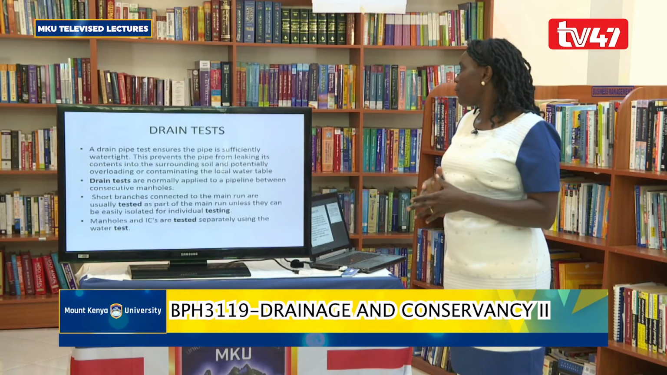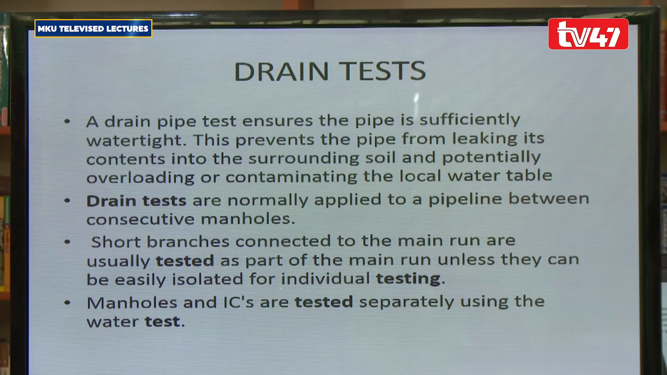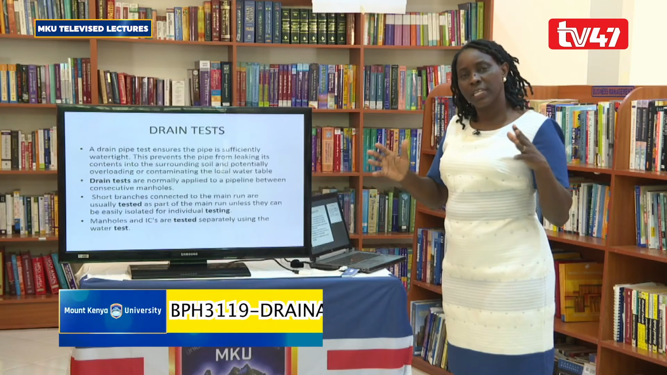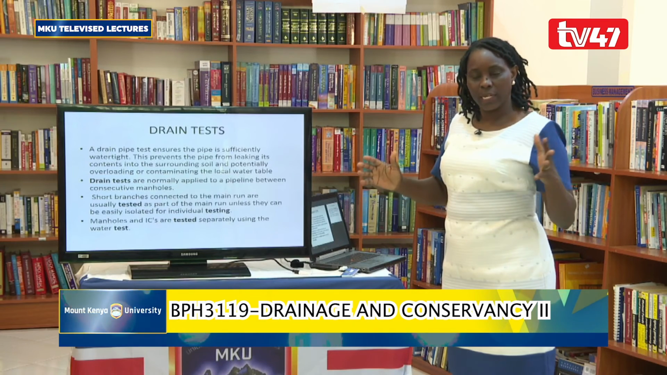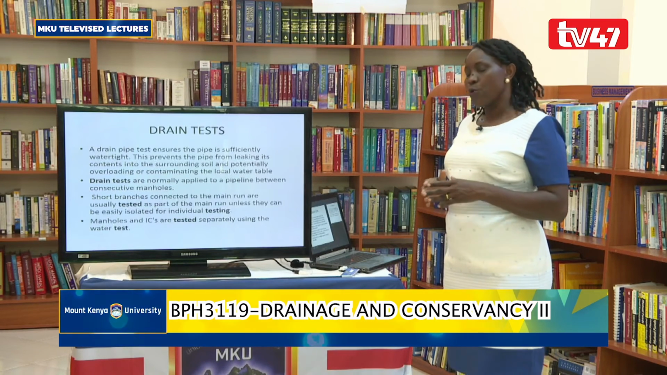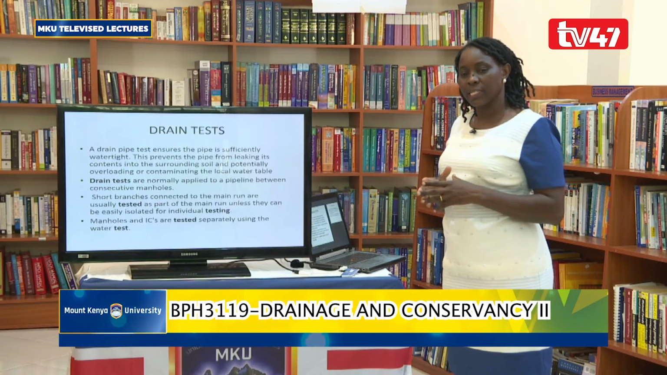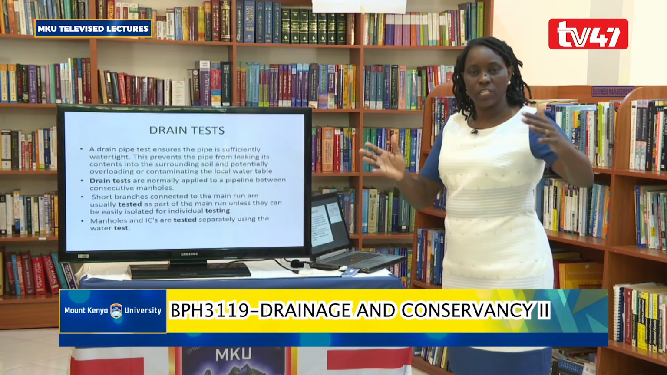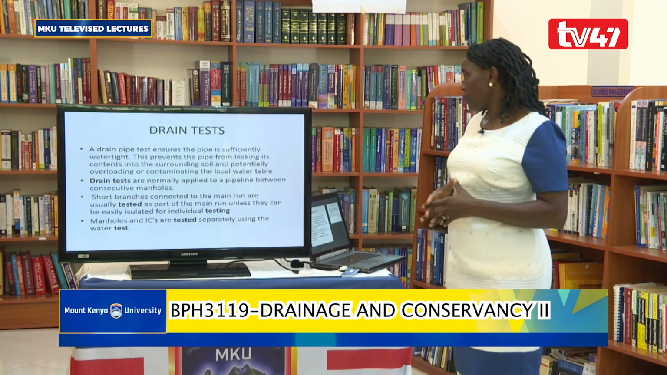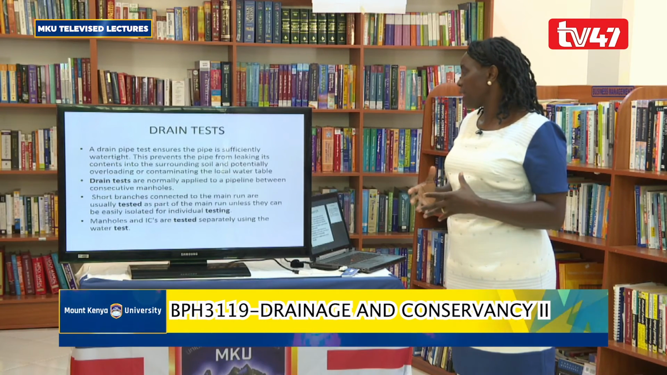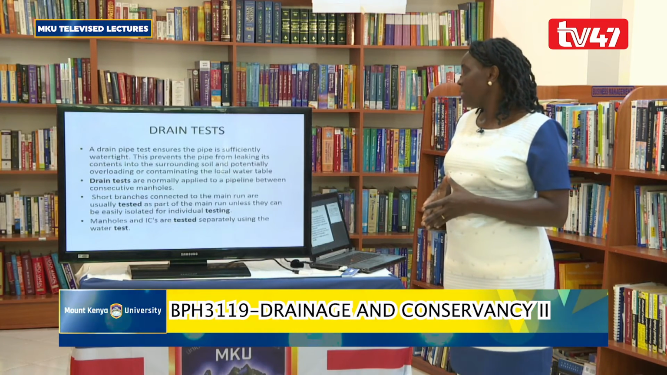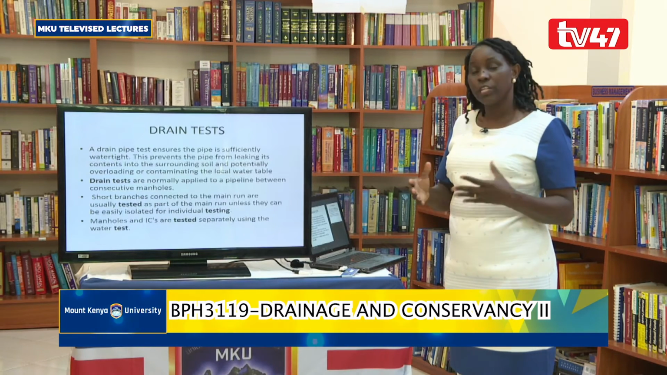Drain tests are normally applied to a pipeline between consecutive manholes. Manholes are placed at convenient distances so that you can access drains from one end to the other. And therefore, when you are conducting a drain test, it's done separately on each section between manholes. So short branches connected to the main run are usually tested as part of the main run unless they can be easily isolated for individual testing.